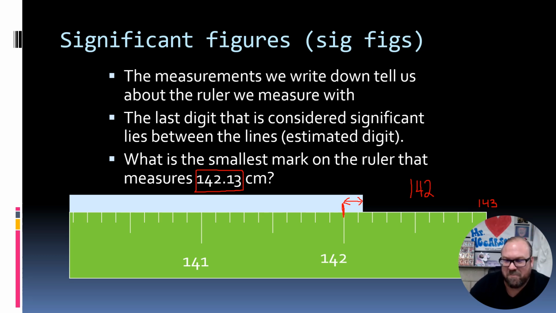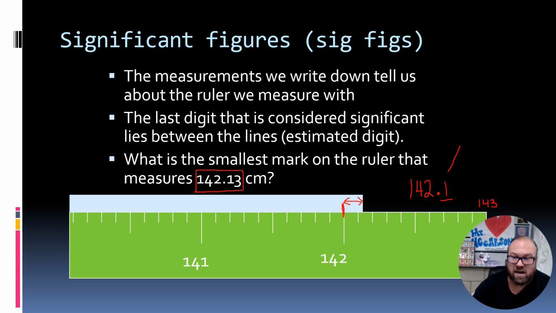M. Now, what I would say is for me, I probably look at that and go, okay, the best I would say is 0.1. I don't think it would be 0.2, so I would say it's about 0.1. And this would be an appropriate estimated digit. So for this particular ruler, the most sig figs I could have based on the estimated value would be 142.1, so 4 total significant figures.